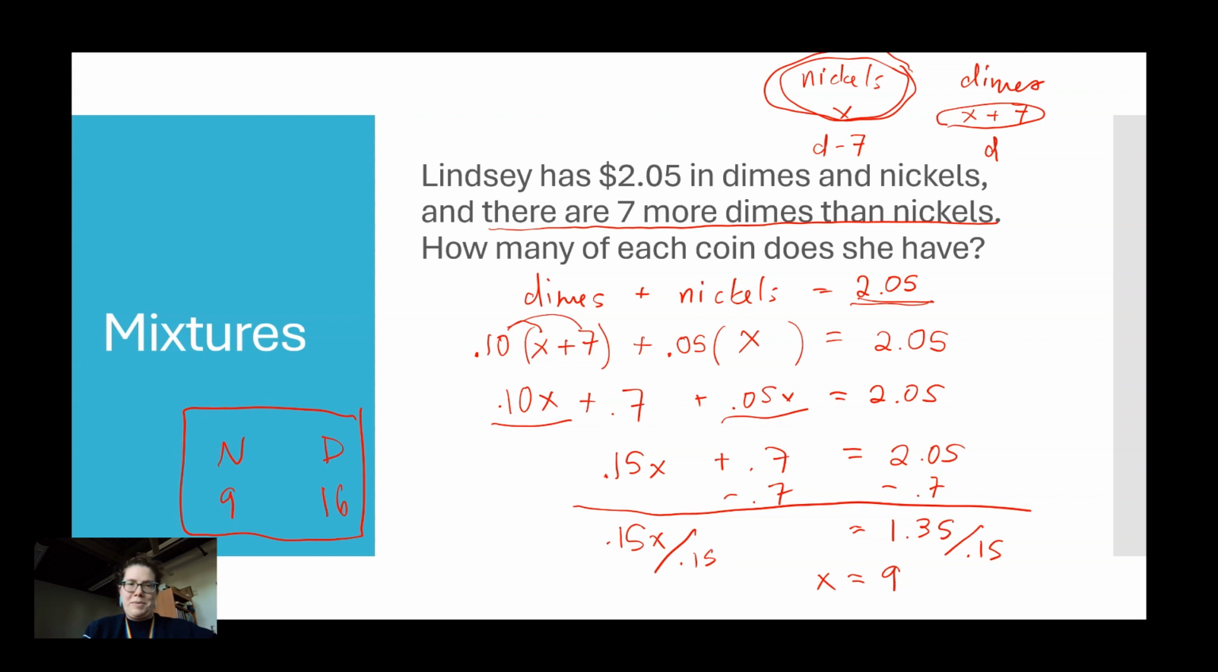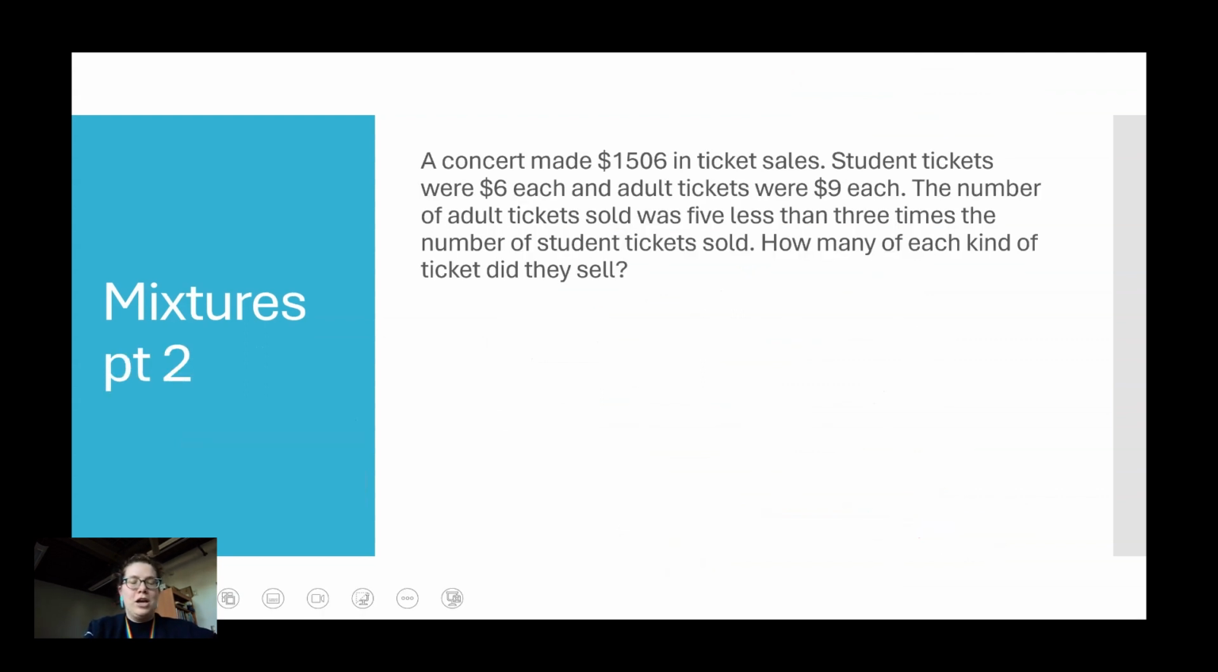We're going to try a different type. Here we've got a concert where we had $1,506 in ticket sales. And there were $6 student tickets and $9 adult tickets. So I'm going to start with just that. Student tickets plus adult tickets was $1,506, but actually this is in dollars.